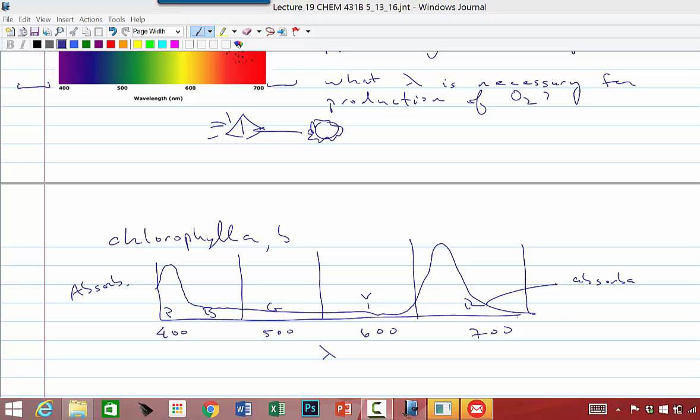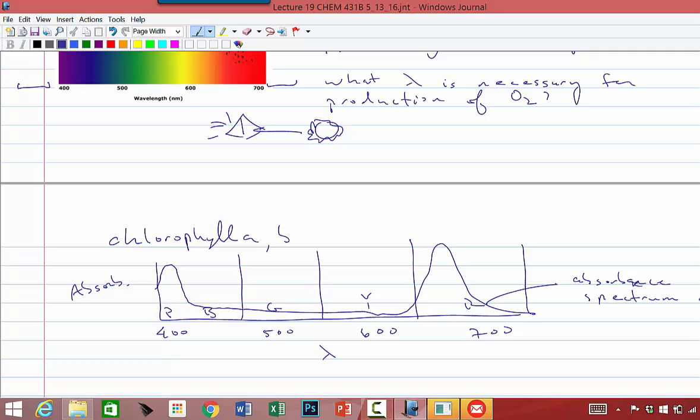Okay, so we have this absorption spectrum. So we call this the absorbance spectrum for A. And it turns out the absorbance spectrum for B looks like this.